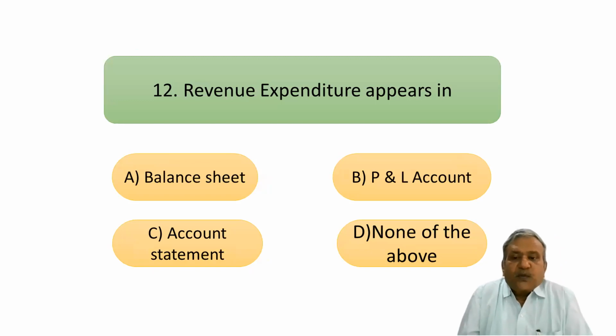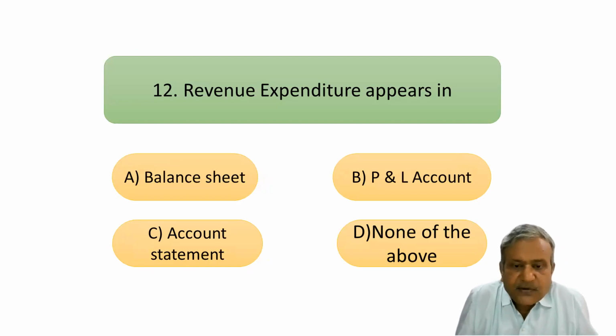It is also a very, very important question for all our practical students. Revenue expenditure appears in: A, balance sheet; B, P&L account; C, account statement; D, none of the above.